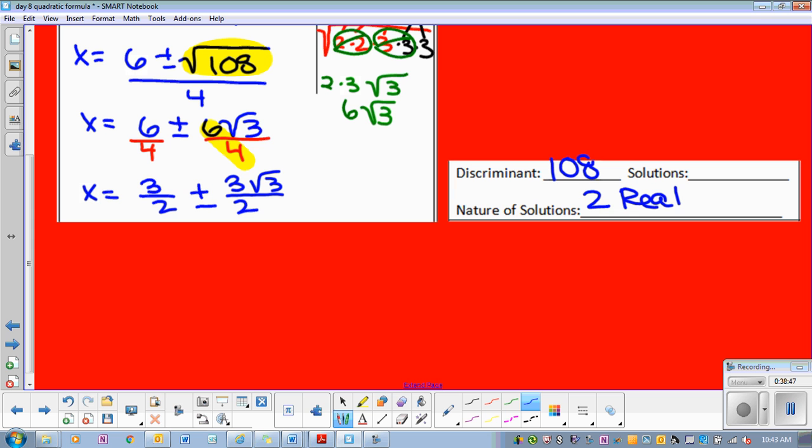Do you have 2 real solutions? Yes, because you don't have i's, right? And you better put that plus or minus. Do not leave out that plus or minus and put a comma in between them. It's not right.